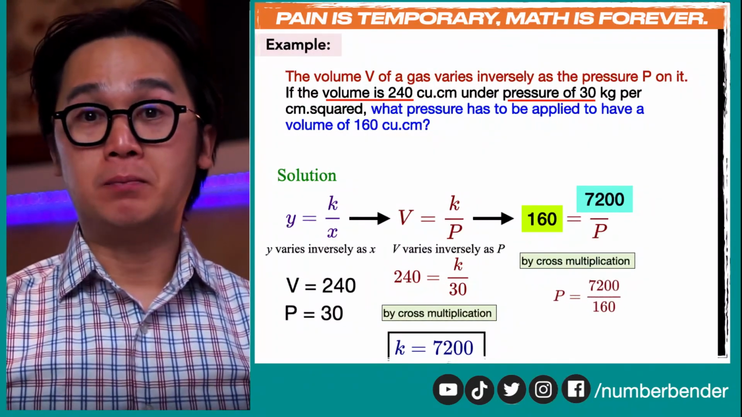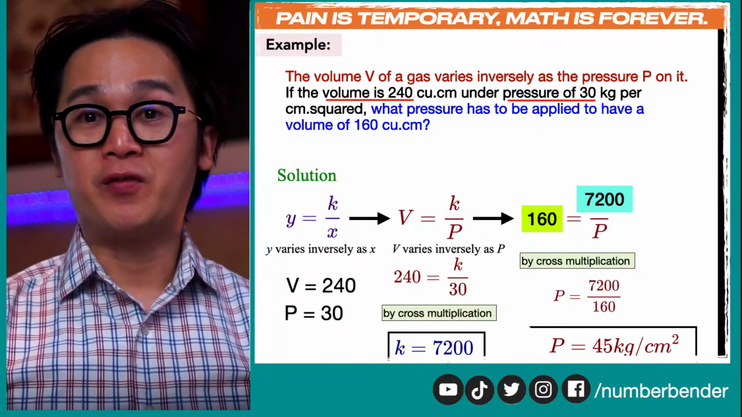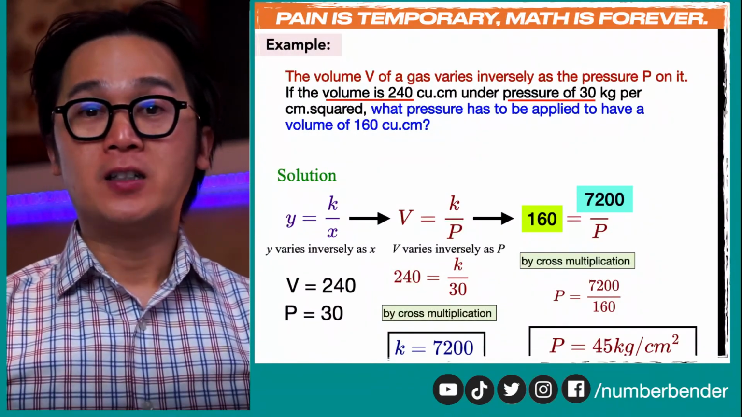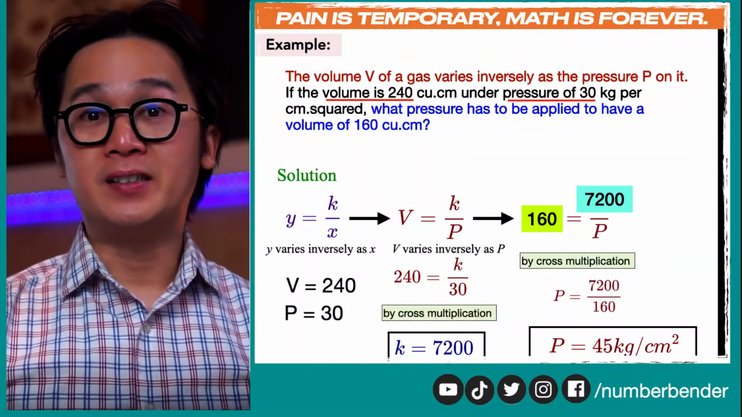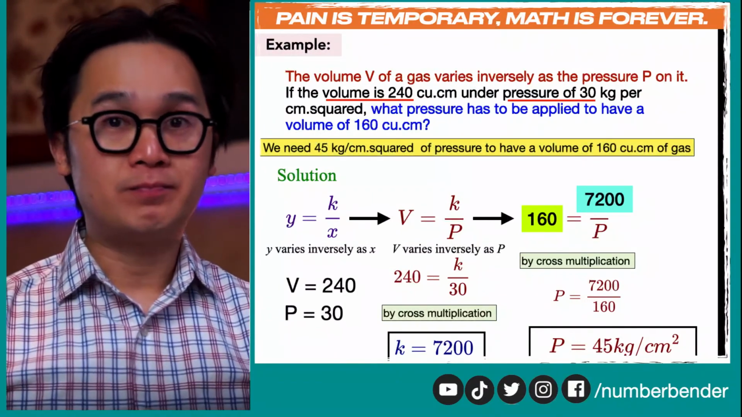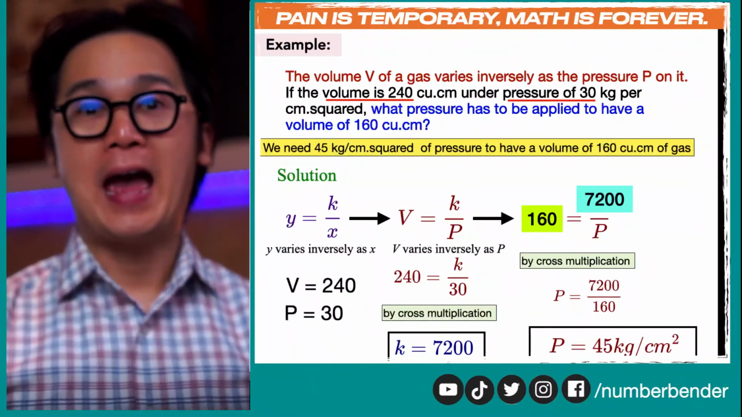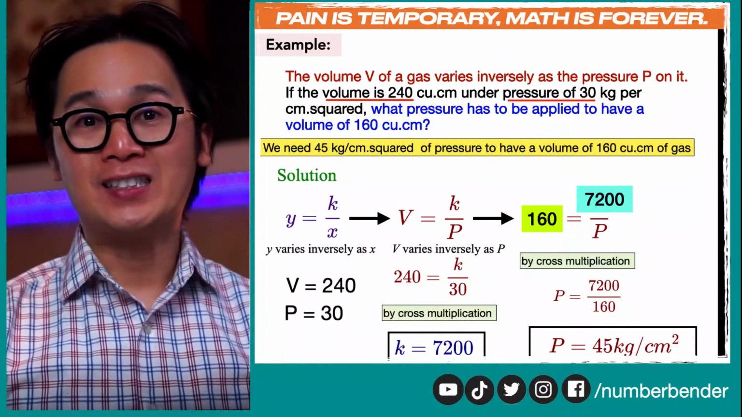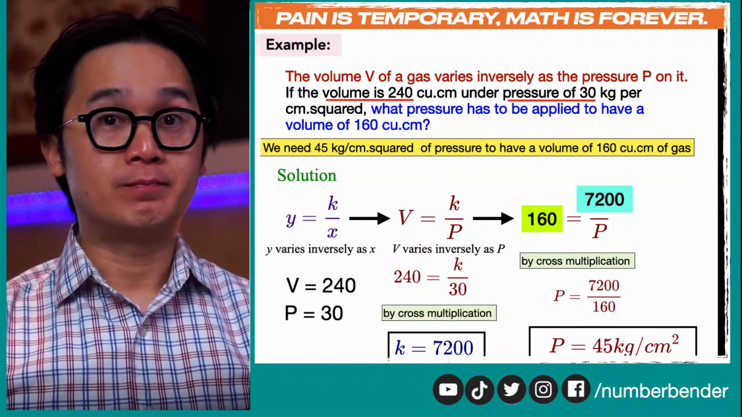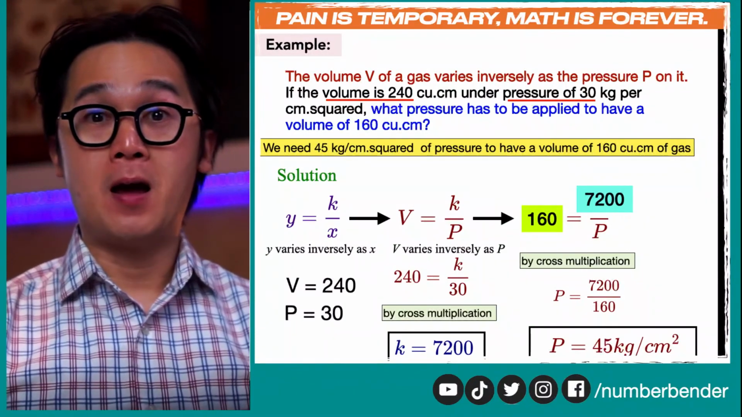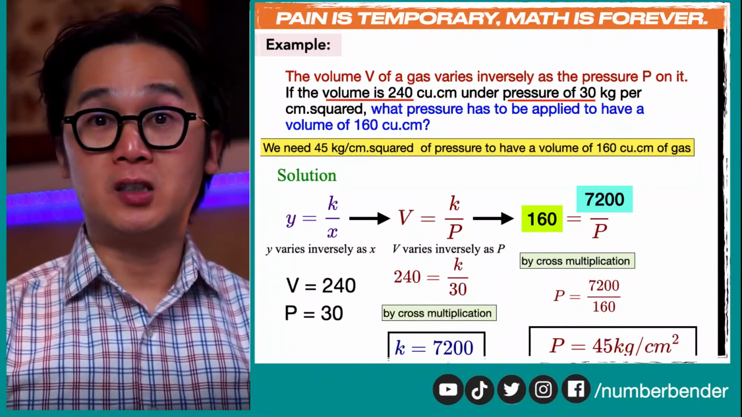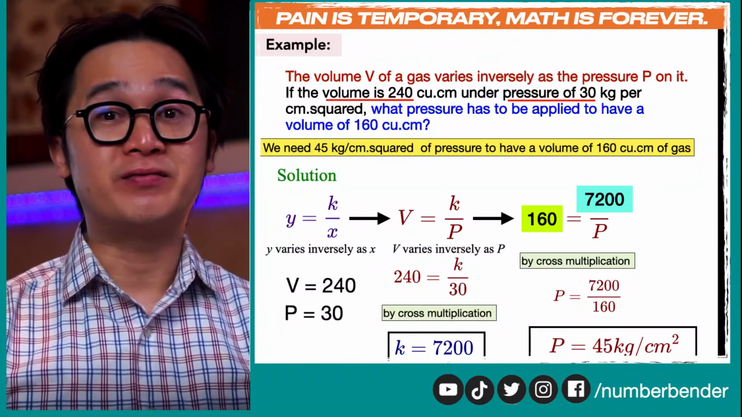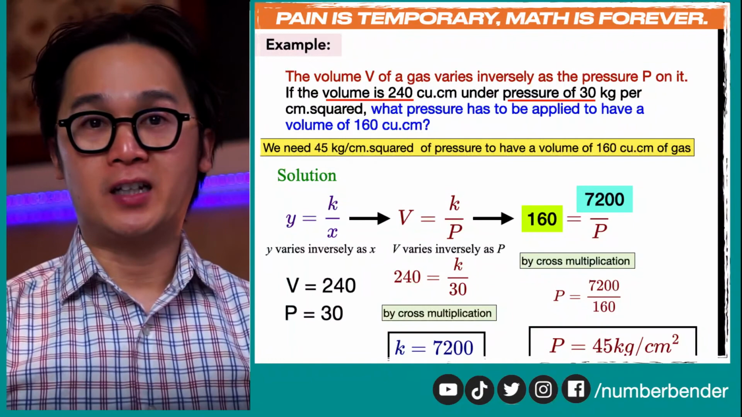So I cross multiplied and found that 45 kilograms per centimeter squared is what I need to produce a volume of 160. By writing it down to answer the word problem, we have this as our statement for our answer to this word problem. We need 45 kilograms per centimeter squared of pressure to have a volume of 160 cubic centimeters of gas in this particular equipment.